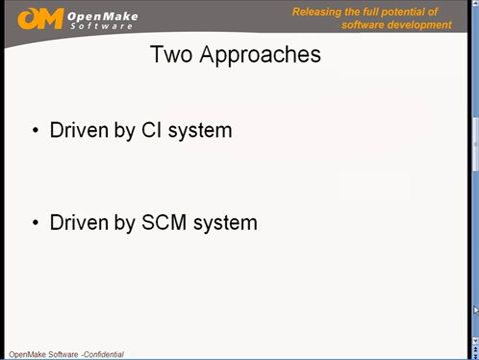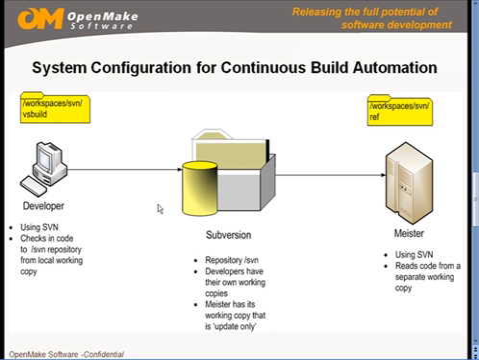There are two approaches that you can take to doing continuous integration and more broadly to doing continuous build automation. You can drive continuous integration from the CI tool, or you can drive it from the SCM system. In this demonstration, we'll see both approaches. To begin with, we'll start with the Subversion repository.